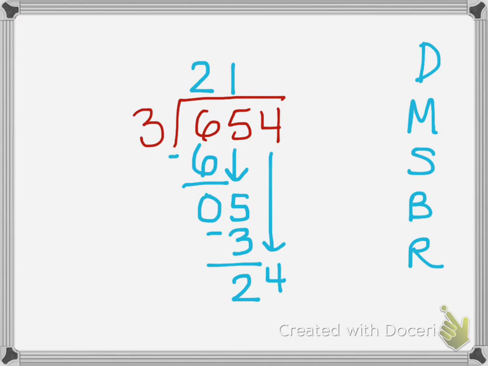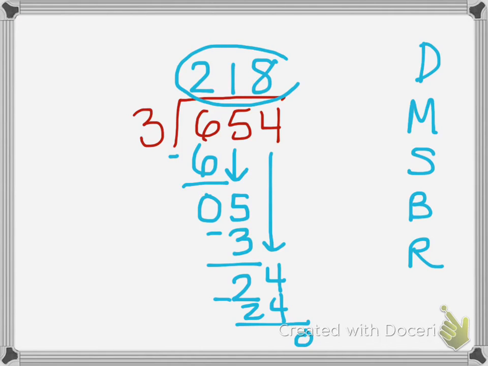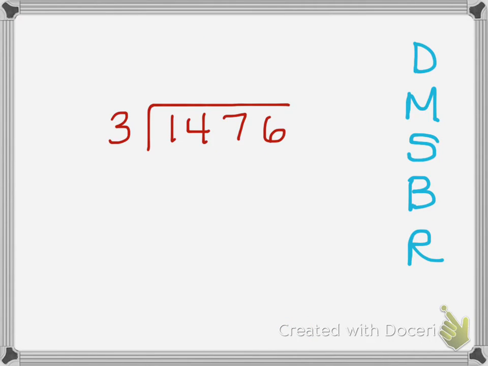And finally, 3 goes into 24 8 times. 8 times 3 is 24, and 24 minus 24 is 0. We have nothing left to bring down and no remainder, so 654 divided by 3 is exactly 218. Our last problem for today will be a 4-digit number, but the steps are still the same.